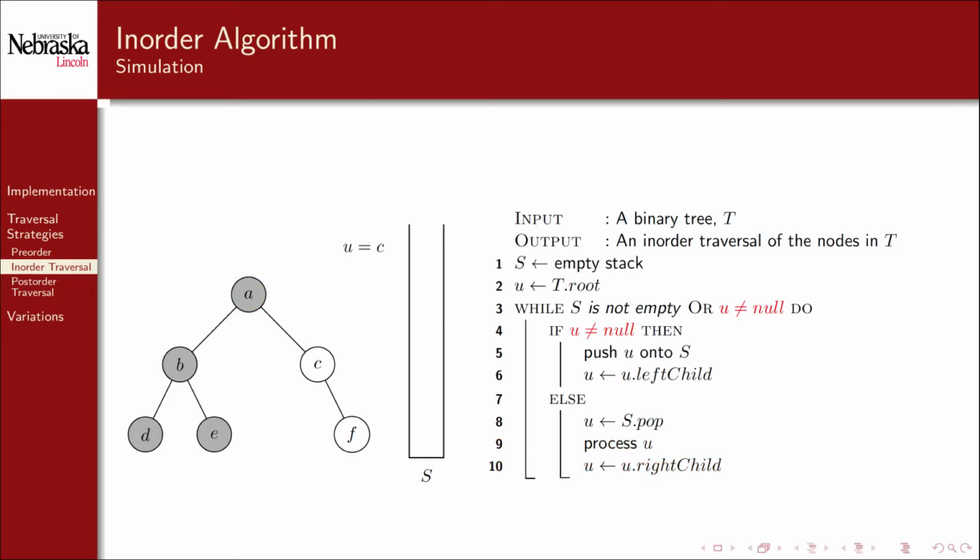On the next iteration, the importance of the second condition in our while loop becomes apparent. The stack is empty, but we're not done. We push C onto the stack and move to its left child, which is null. The next iteration pops and processes C, moving to the right child, F. We push and process it on the last iteration of the loop. Since the stack is now empty and u is null, the algorithm terminates.